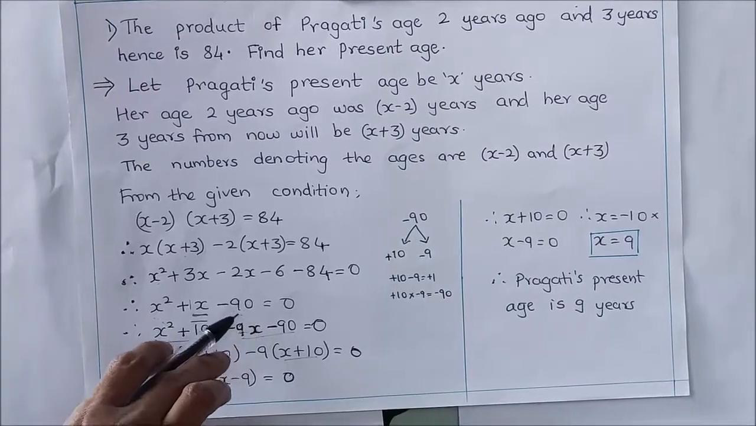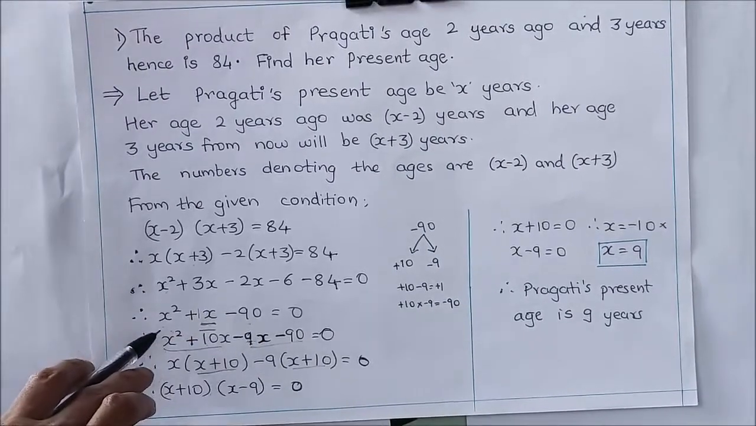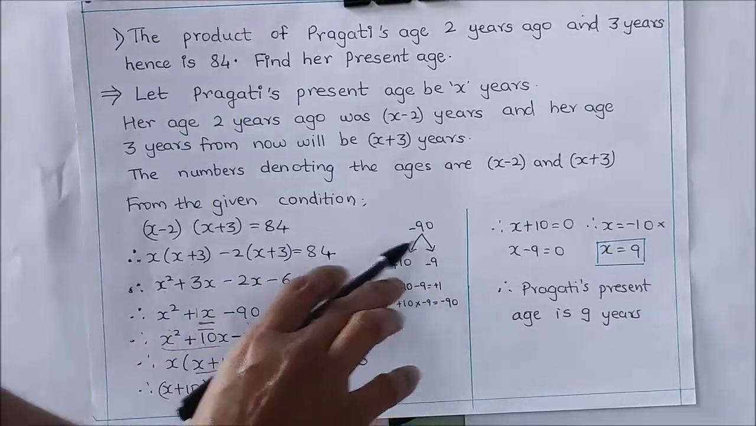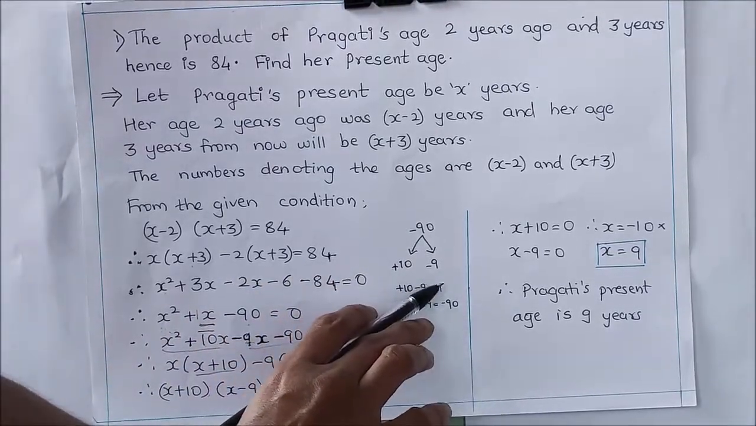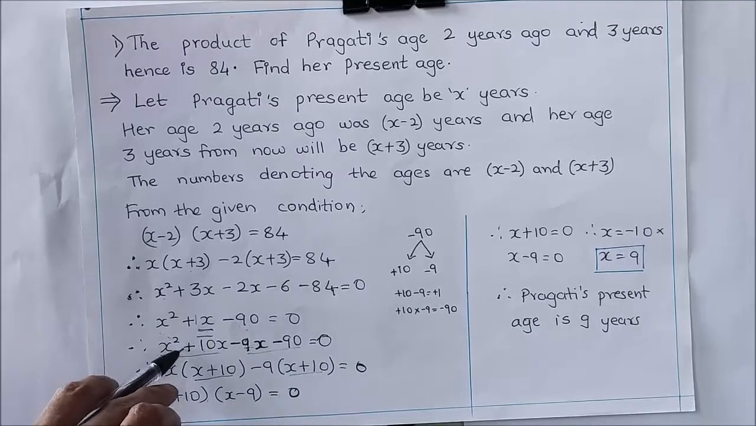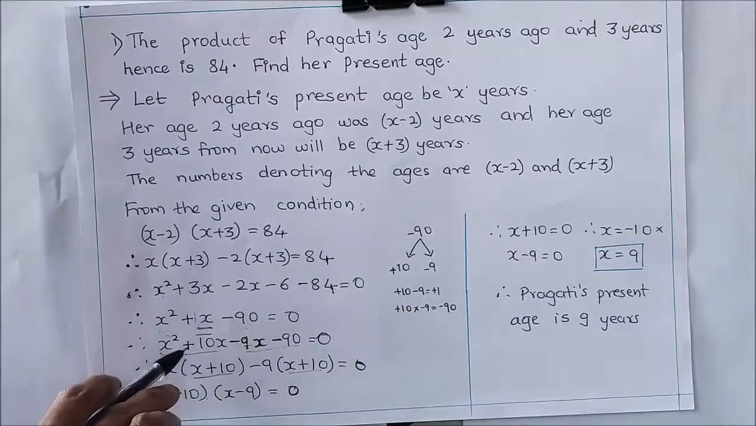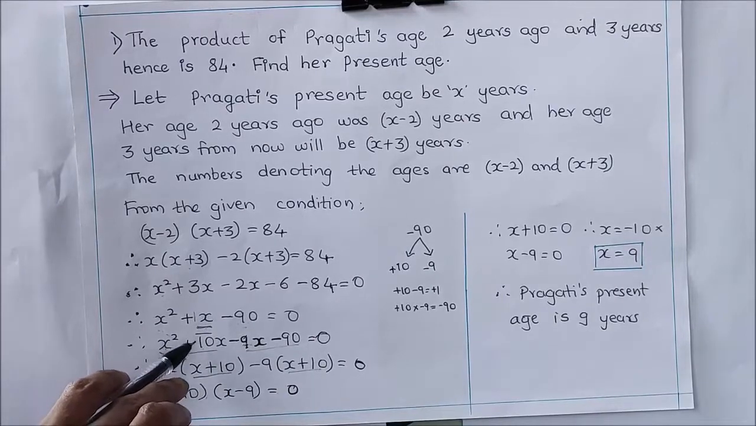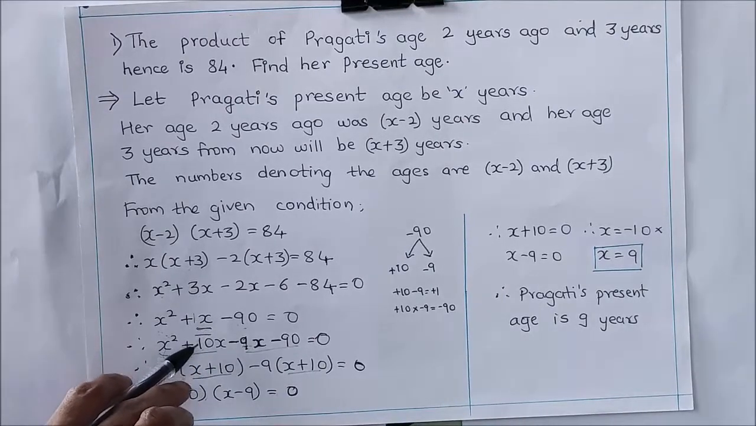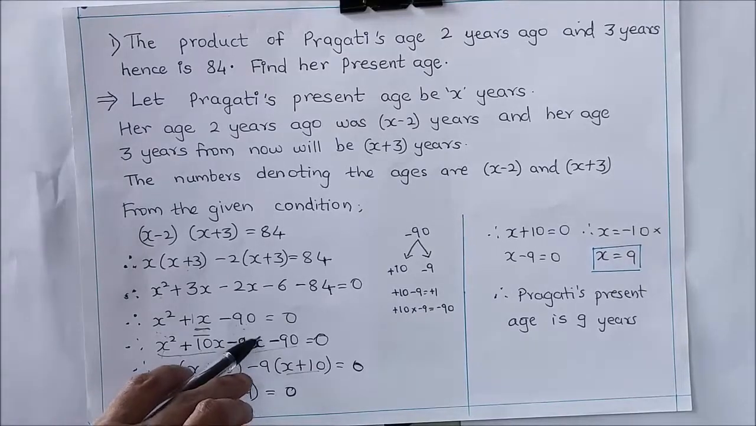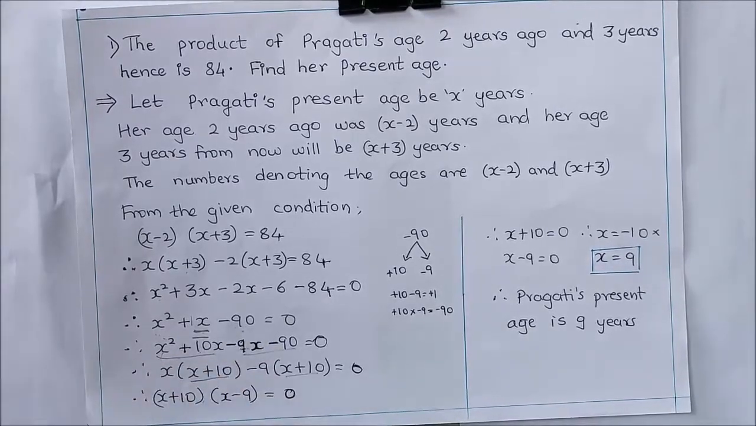We will now split this 1x as 10x and 9x, since plus 10 minus 9 will be 1. The product of 10 and 9 gives minus 90. Therefore, x square, we will split this middle term as plus 10x minus 9x minus 90 equals 0.